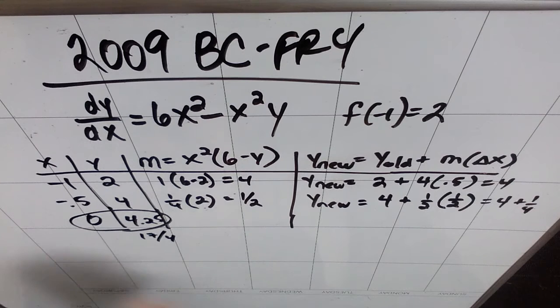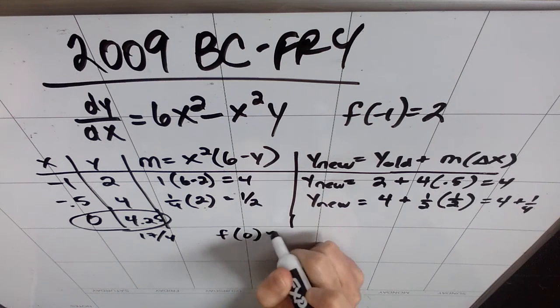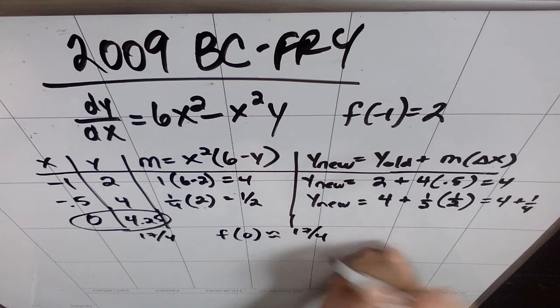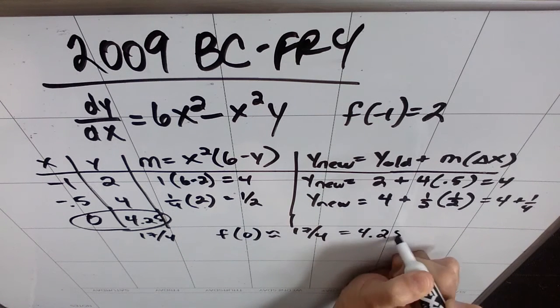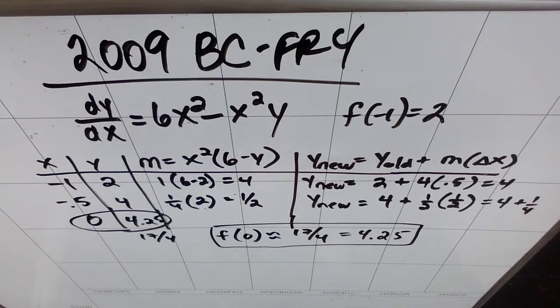If you're not, either one's fine. I would not write it as a mixed number. Do not write 4 and 1/4. Mixed numbers are for shoe sizes and for cooking, and that's really it. Please do not use mixed numbers. So I'm going to say that f of 0 is approximately 17/4, or if you like it better, 4.25. Please do not do mixed numbers. They go very, very wrong for us in a lot of ways.